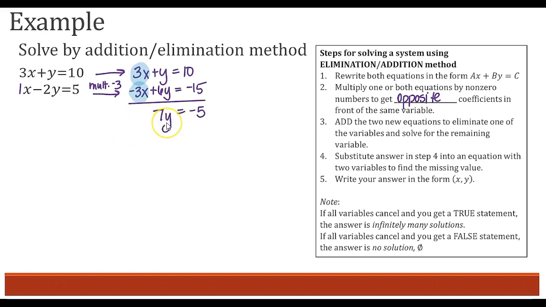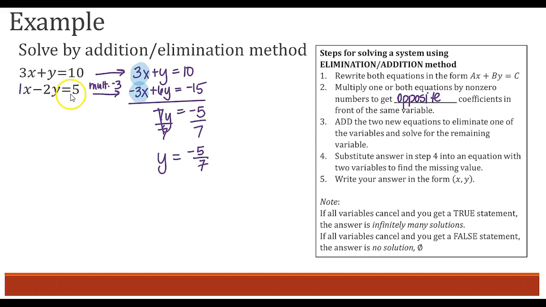So now I can solve for y by dividing both sides by 7. So I end up with y equals negative 5 over 7. And then that's half of the answer. Remember, our answer to a system of equations is a coordinate point, x comma y. So now we take the y value and we can plug it into any equation that has both an x and a y in it.